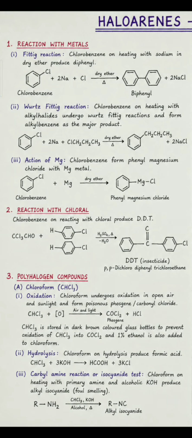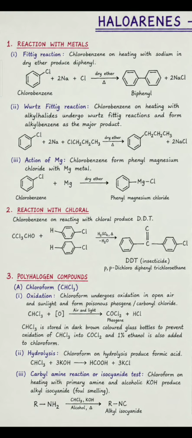Next one is action of magnesium. When chlorobenzene is treated with magnesium in the presence of dry ether, it gives phenyl magnesium chloride. It is nothing but a Grignard reagent. And next one is reaction with chloral. Chlorobenzene on reacting with chloral produces DDT.